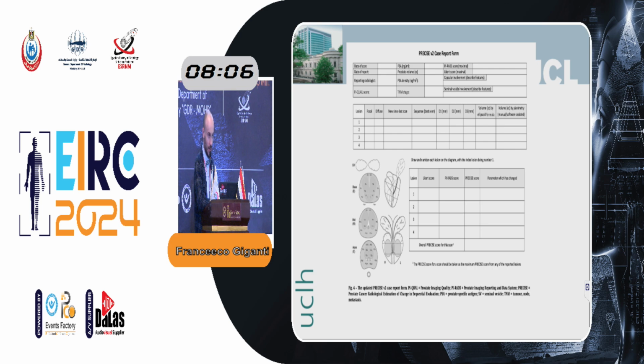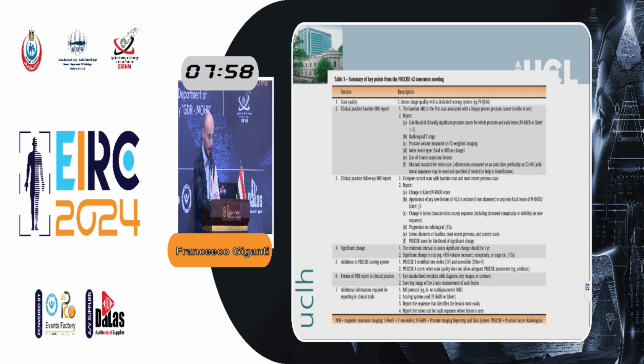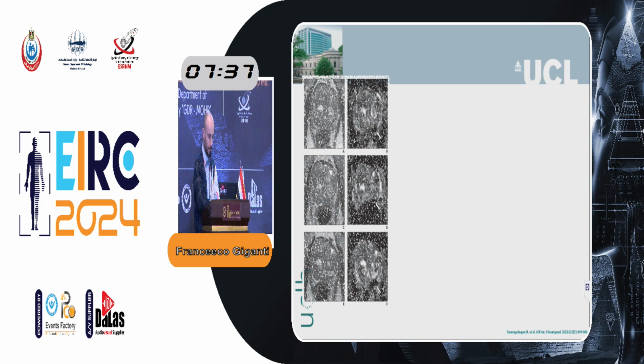There is an updated version of the case report form where we have to give the PI-QUAL score, as you can see there. So we have to assess image quality, and then we can score up to 4 lesions. And here are the key points from this paper. The first one is that you should look at the lesion size on T2 weighted imaging. We should document all new MR sequences or new lesions on the MRI. It's PRECISE 4, and we also give a PRECISE score on all the reports.